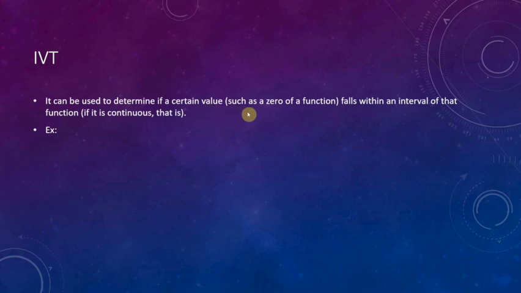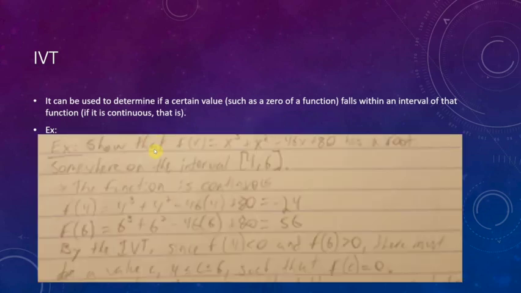It can also be used to determine if a certain value, such as a 0 of a function, falls within an interval of that function, assuming it's continuous. This example shows that f of x equals x cubed plus x squared minus 46x plus 80 has a root somewhere on the interval 4 to 6, assuming it is continuous. F of 4 is -24, f of 6 is 56. So since that crosses the x-axis and goes a significant distance in either direction, we can assume that there must be some value, c, between 4 and 6, such that f of c is 0.